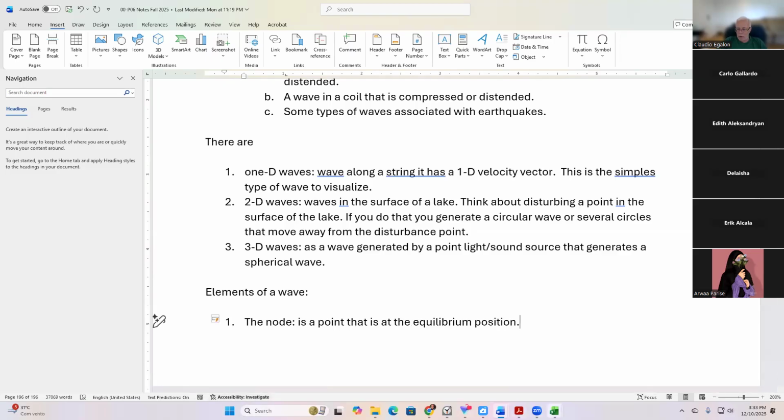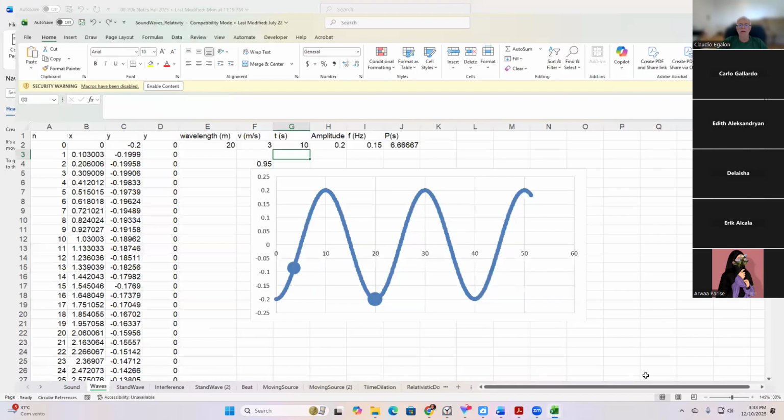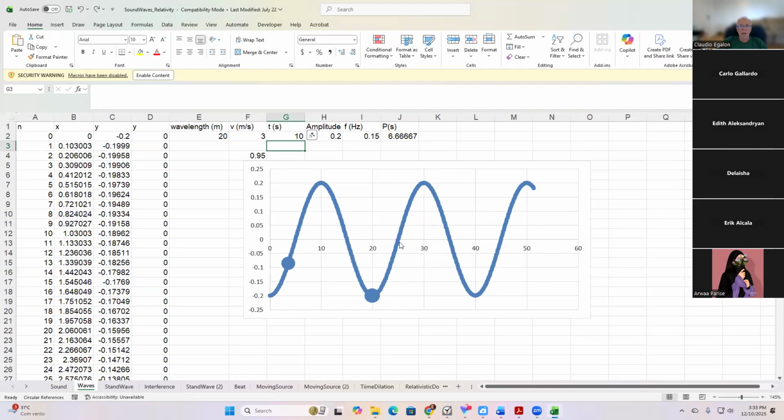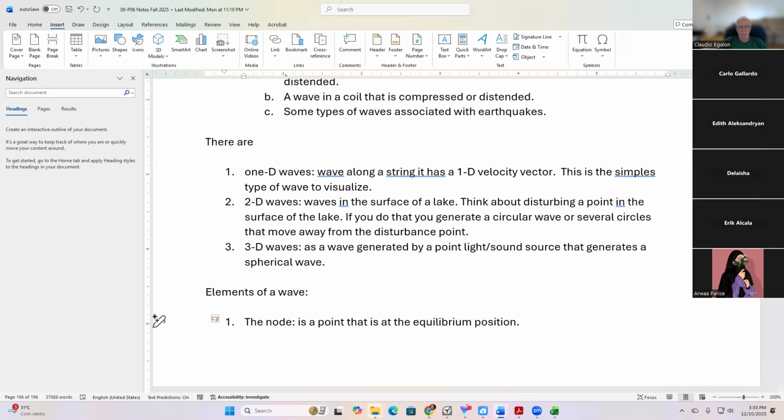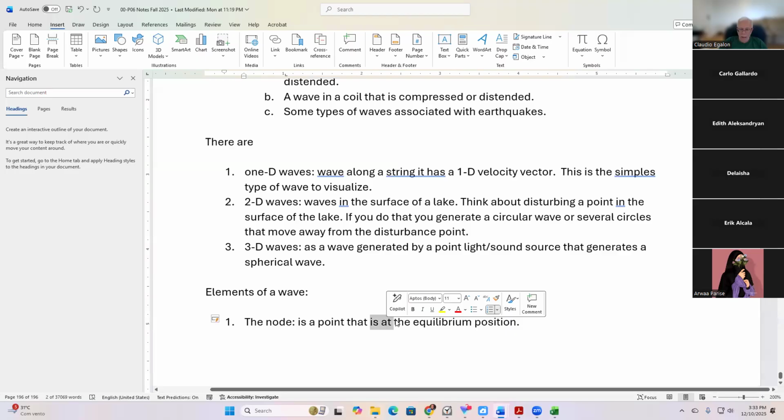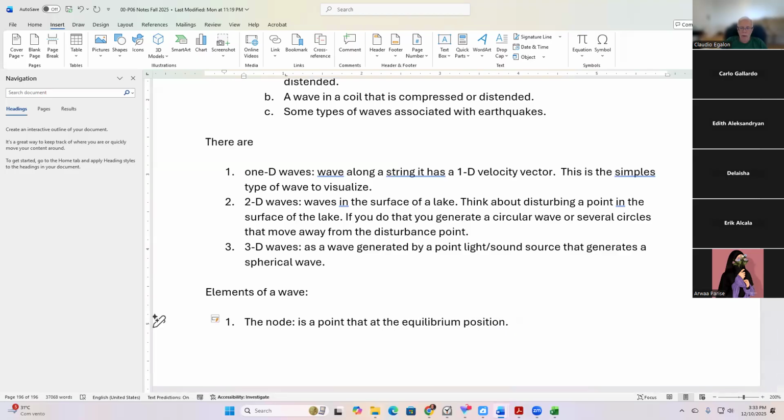Just like you saw for this wave right here. Here is a node, here is a node, here is a node, here is a node. A node is that point that is at a position of equilibrium.